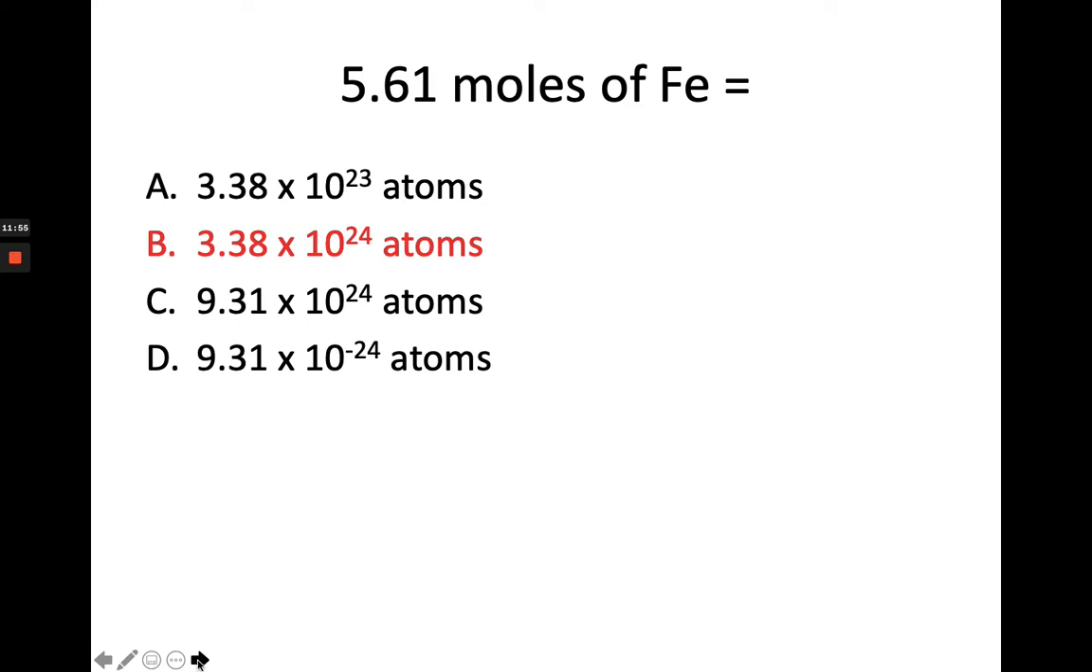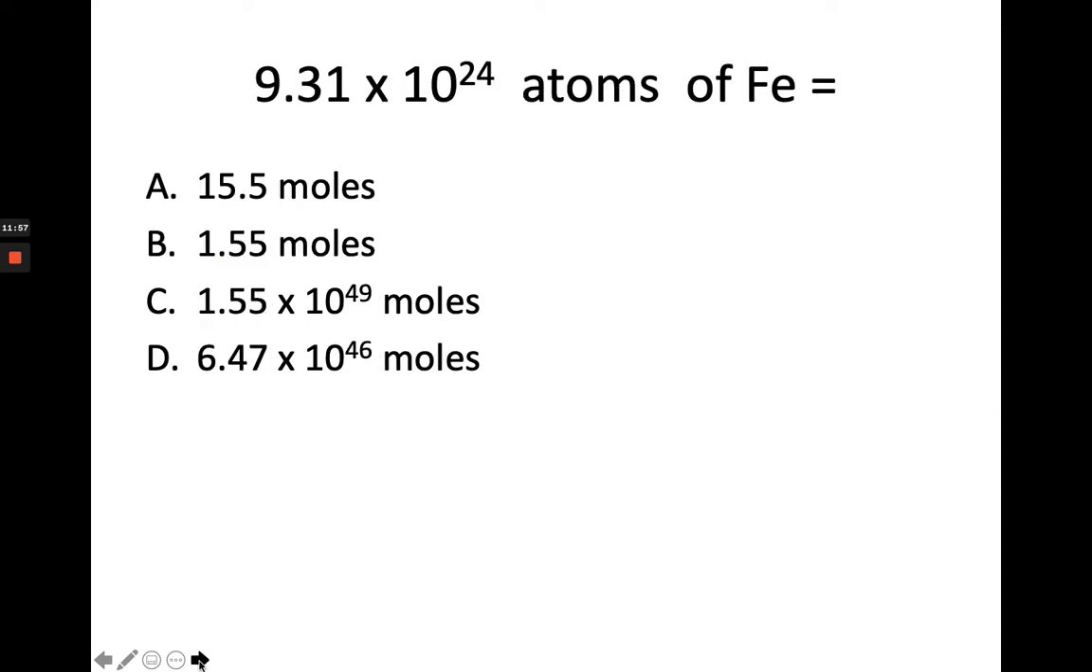Okay? Let's try another one. Okay, you've got 9.31 times 10 to the 24th atoms of iron, and I want to know how many moles. And again, remember, the point of a mole is to make it a smaller number, not a bigger number. So try this one, pause the video, and when you're ready, okay, I'm back. So let's see what you got. You should have gotten 15.5 moles if you did it correctly. If you got something big like 49 or 46, that doesn't make any sense, all right? A mole is supposed to be a grouping number, a smaller number. So you entered the exponents in wrong.